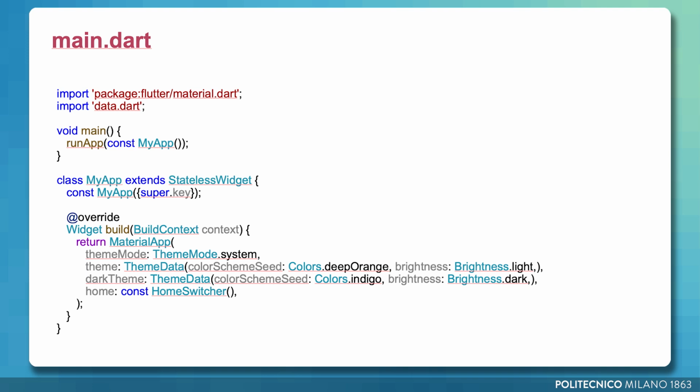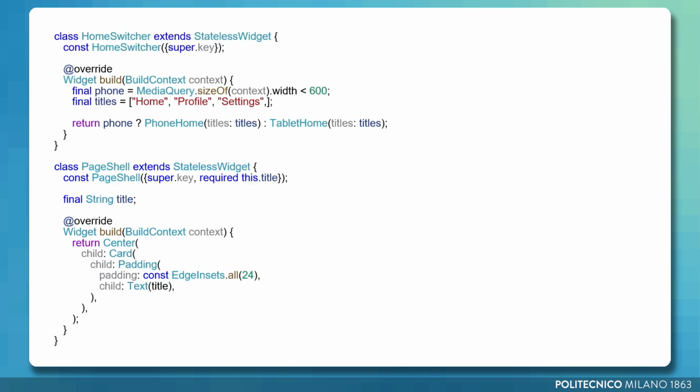The home parameter of MaterialApp is not the usual scaffold. Instead, we use a special purpose widget called HomeSwitcher. The role of this widget is to decide which layout to display. Inside its build method, we define a Boolean variable called isPhone, which is true if the device width is less than 600, and false otherwise, indicating a tablet.